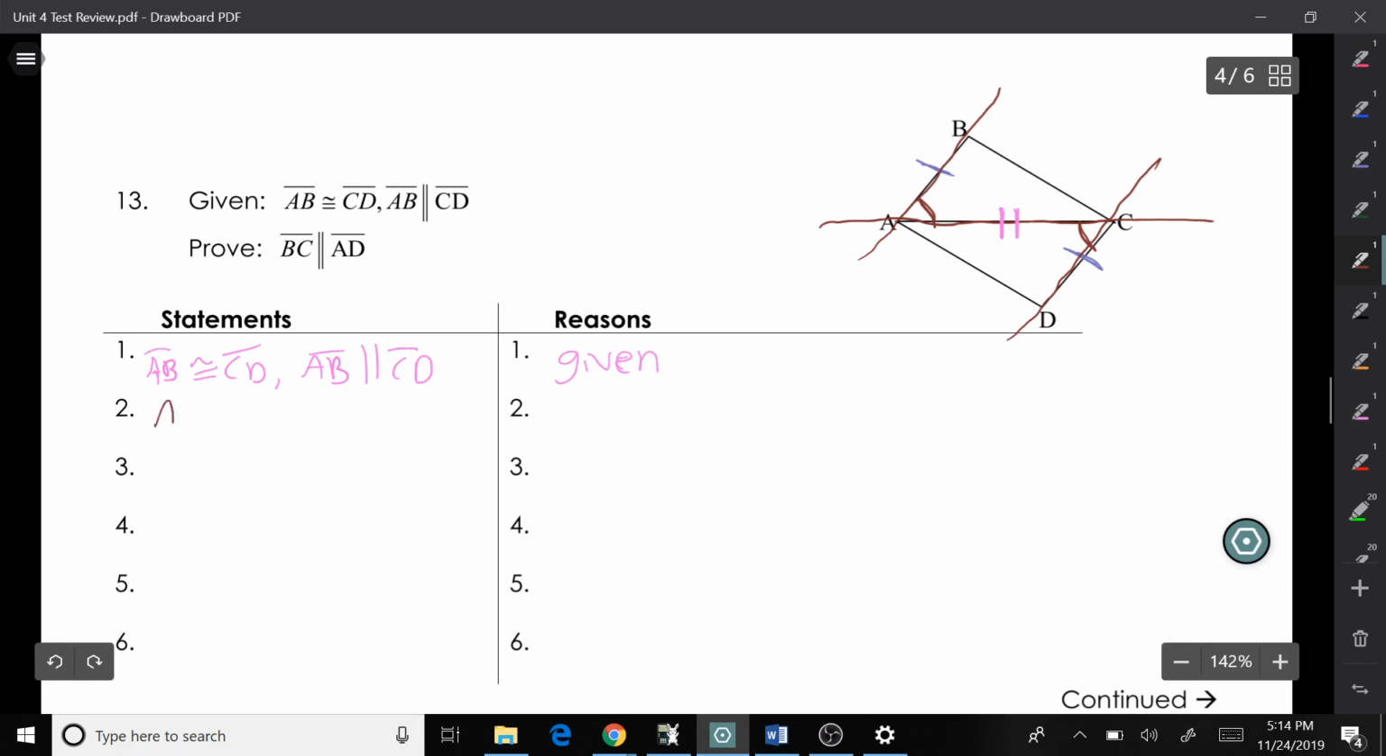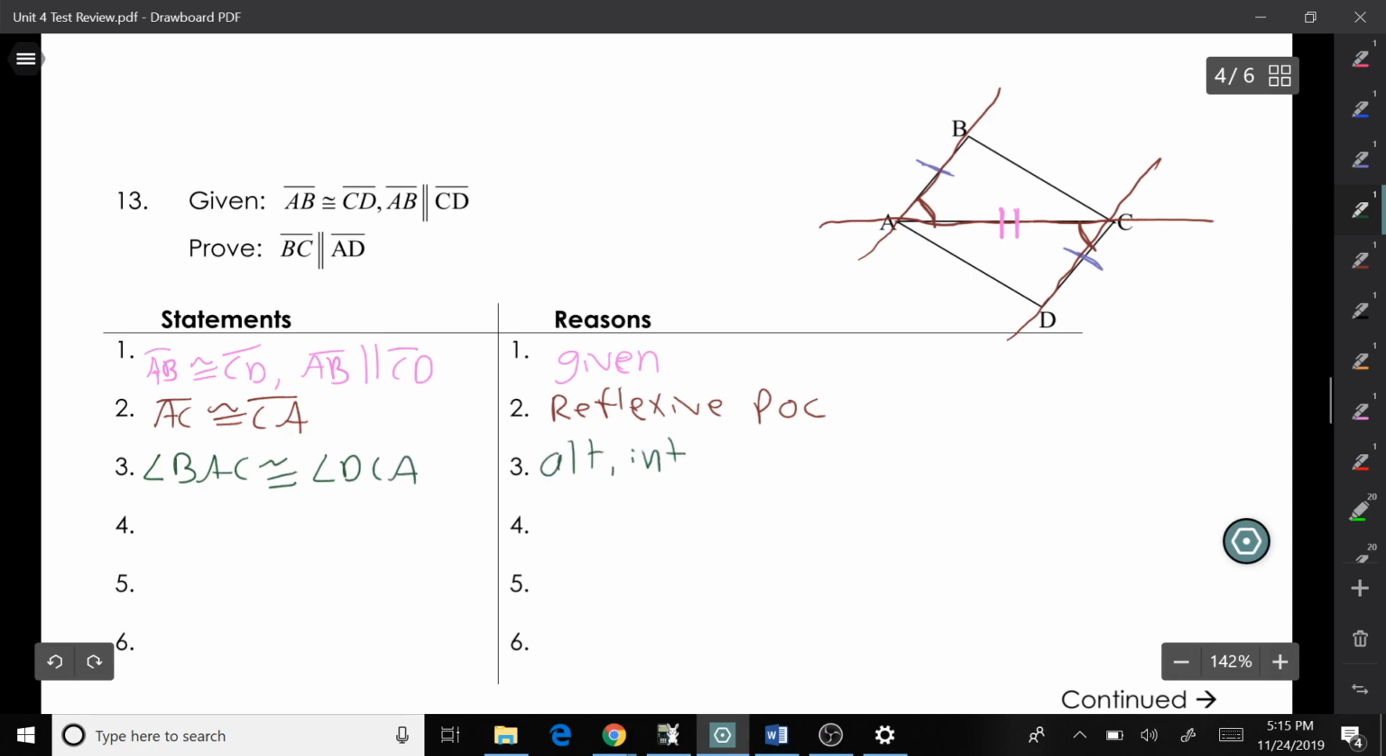I'm going to go with AC is congruent to CA, and that is a reflexive property of congruence. And again, just like before, the reason why I switched them is in the top triangle, angle A has a marking of congruence for the angle, and in the bottom triangle, angle C has that marking. Then I'm going to talk about the angle. I'm going to say angle BAC is congruent to angle DCA. And that is because alternate interior angles are congruent.